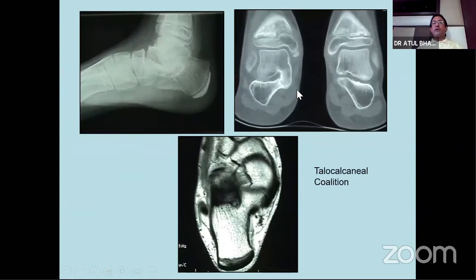So this is an example of a talocalcaneal coalition on the medial facet. This is the commonest coalition you get. And here you can see there is narrowing, but there is no coalition. And you confirm this with a CT scan.